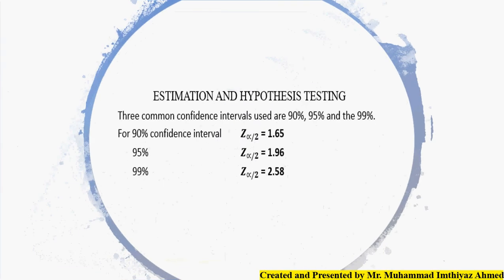What are the points to be kept in mind while solving estimation and hypothesis testing related problems? For 90% confidence interval, Z alpha by 2 will be equal to 1.65. For 95% confidence interval, Z alpha by 2 will be 1.96. For 99%, Z alpha by 2 will be 2.58. So these are the points, students, you have to very carefully consider and keep in mind before solving a problem.